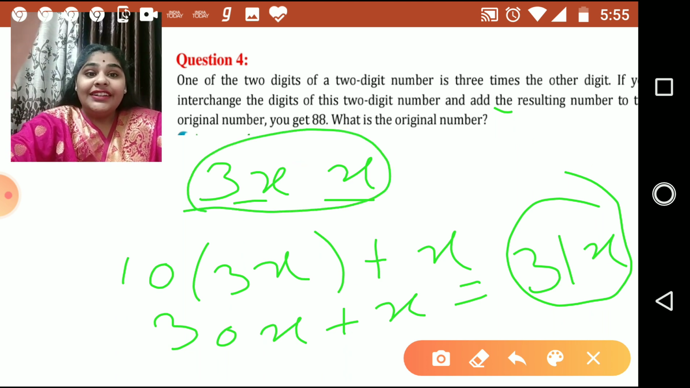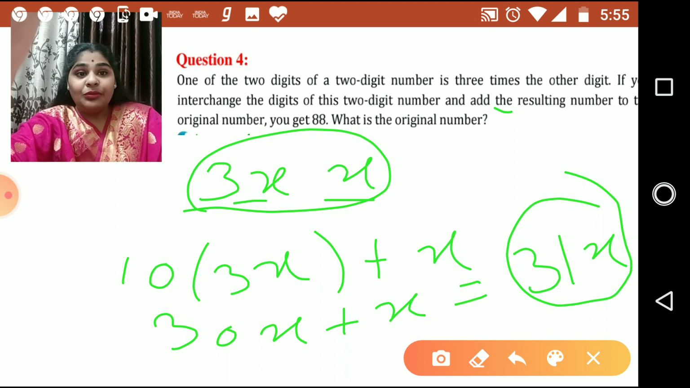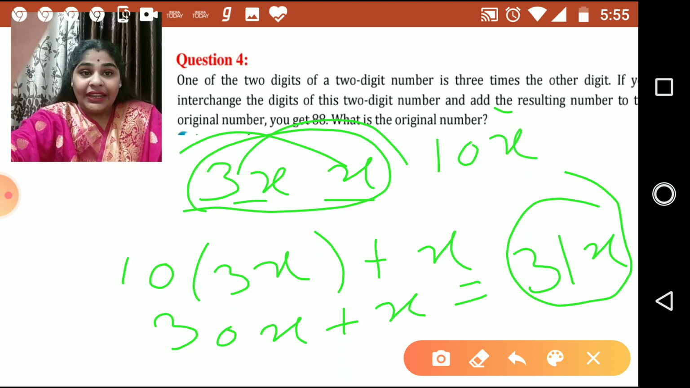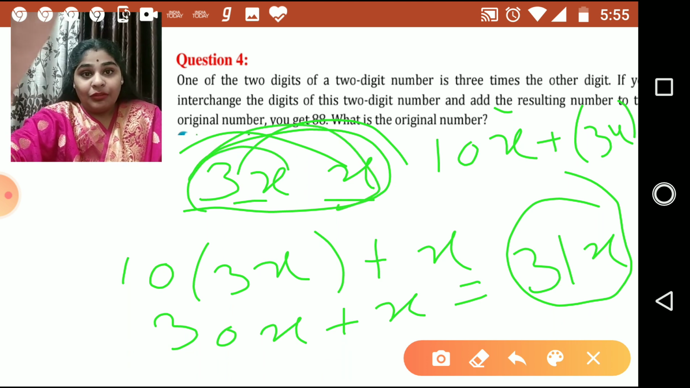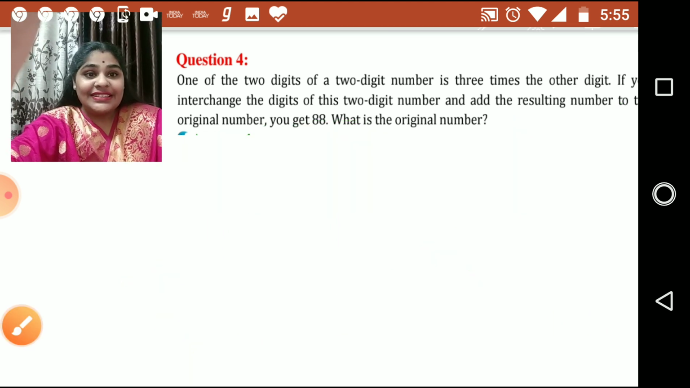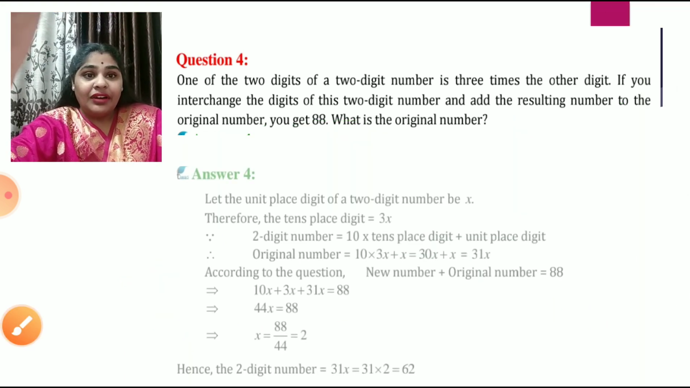Now if we interchange the digits, what are we going to do? Interchange it. That is, it will come 10 into x, right? And then plus 3x. We are going to interchange the places of the digits, right? So let us go to the solution now. Let us see what the solution is.